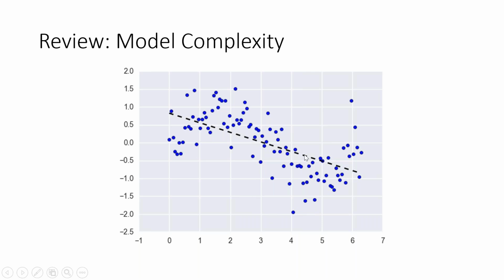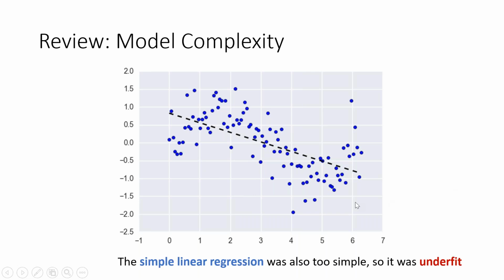Then we got this slanted black line, and we told, again, this is also an underfit model. It was too simple. No matter how much data you give to learn this, it will only learn straight lines, slanted. It cannot learn anything else. So this is again an underfit model.